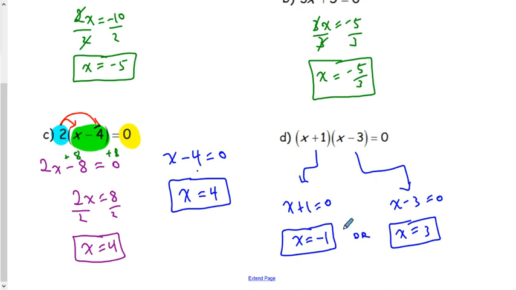When we're solving these equations, when we're using quadratic equations to solve a problem, we could have in this situation either x is negative 1 or x is positive 3. Either of those are possible answers.